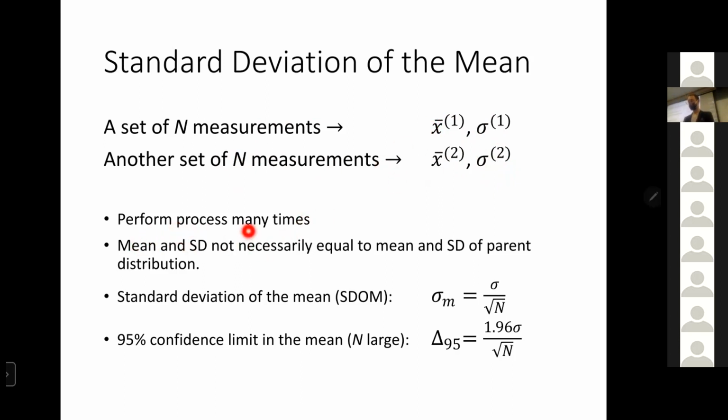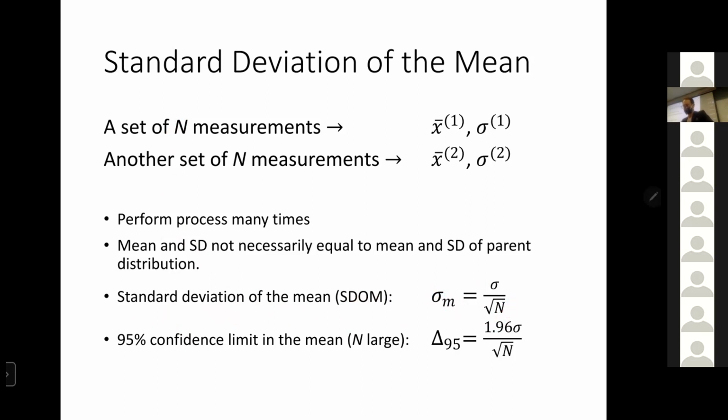And so if you perform this process many times, and then ask yourself, what's the standard deviation of this mean value that I obtained from n measurements? In other words, how much fluctuation will there be from day to day if I take 10 measurements every day? That quantity is called the standard deviation of the mean, and it is denoted sigma sub m. Statistically, you can show that this is equal to sigma divided by the square root of n.